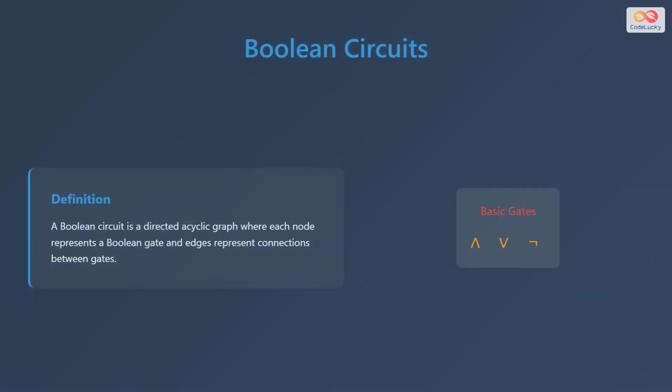Let's start by understanding what Boolean circuits are. A Boolean circuit is essentially a map. It is a directed acyclic graph where each point in the graph represents a Boolean gate. The edges or lines in the graph represent connections between these gates. This structure allows us to visualize and analyze how Boolean operations are performed to compute functions.